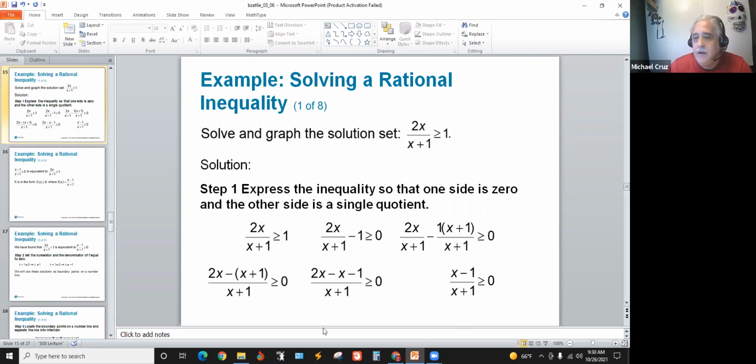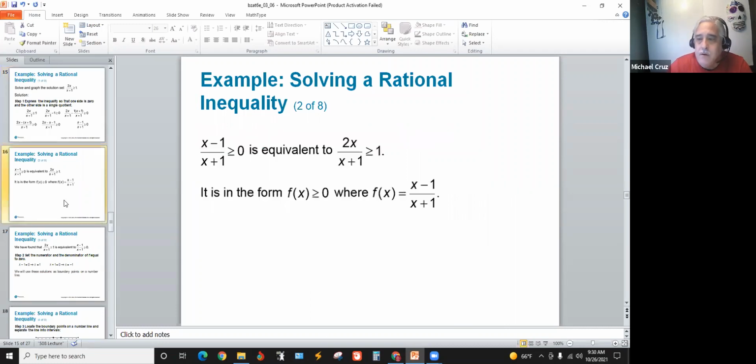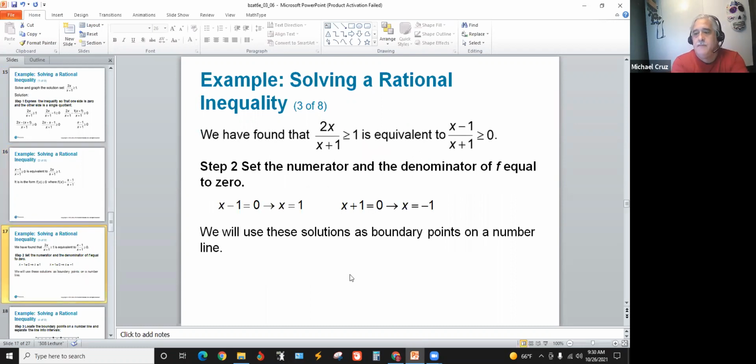All right. And as you remember, this is telling them that this is equivalent to that. So it's in the form of the function being greater than or equal to 0, and it's x minus 1 over x plus 1. Now, what this tells us is if we take that x plus 1 and solve it, well, I'll tell you what, they do both the numerator and the denominator, and there's a reason for that. I'll explain in a minute. But this one right here, we'll look at that one first.